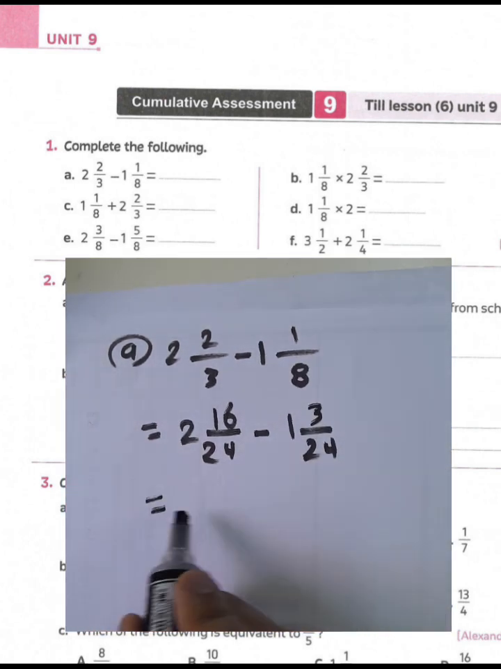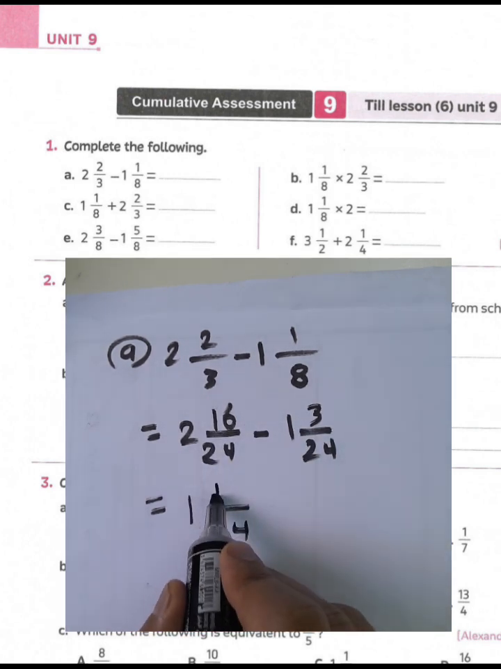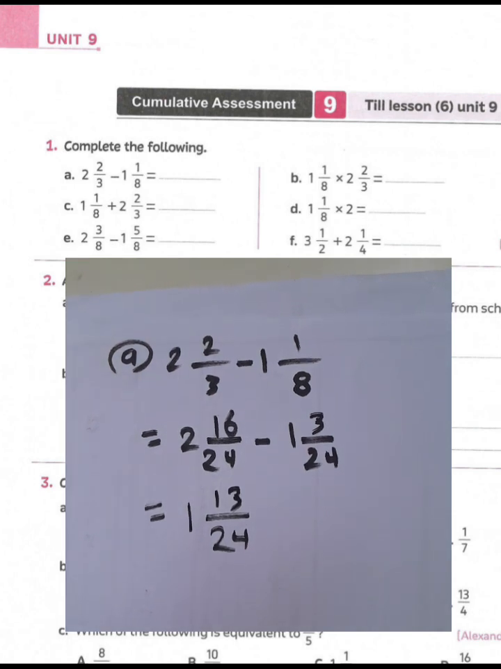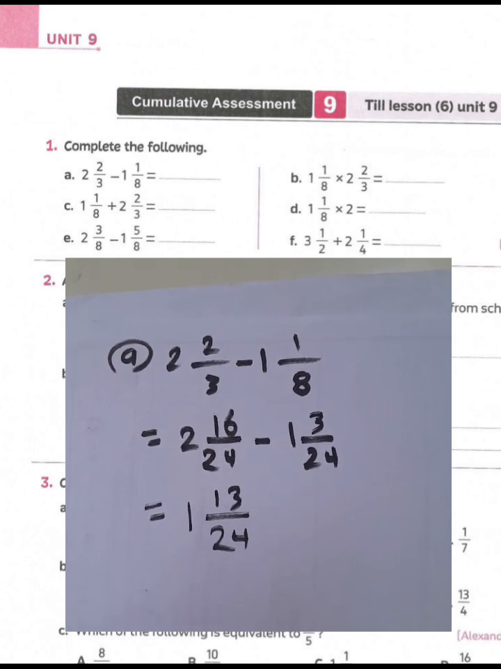2 minus 1 equals 1. And write 24 in the denominator. 16 minus 3 equals 13. The result will be 1 and 13 over 24. Understood? Steps: we found the least common multiple of the two denominators. Which is letter B?